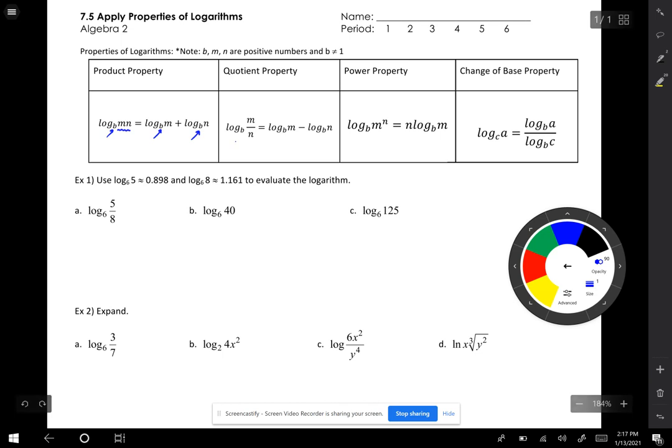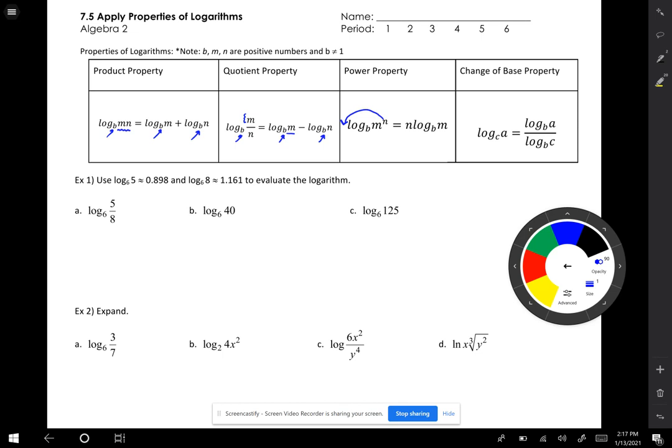So again, base is B, and then these are separated. So M is right here first, and then N is listed second. And the key thing is subtraction. The power property is one of my favorites because when you see a log with a base B, then you have some number raised to the nth power. All you do is you bring that number to the very front. And that's known as the power property, n log base B of M.